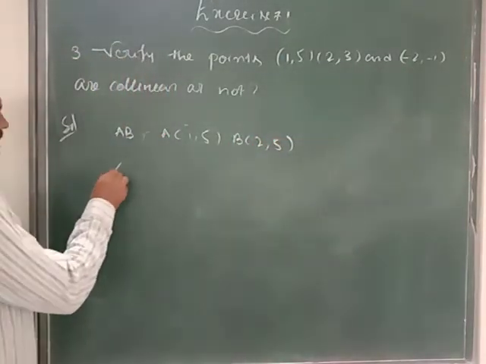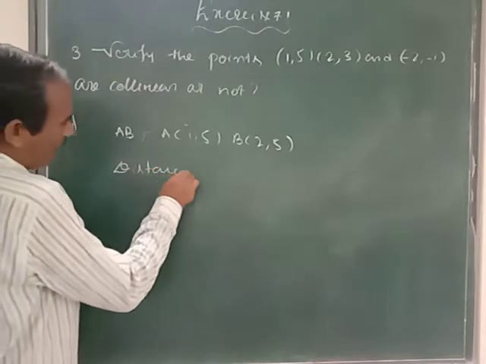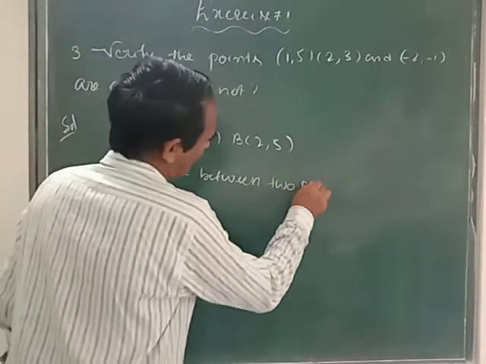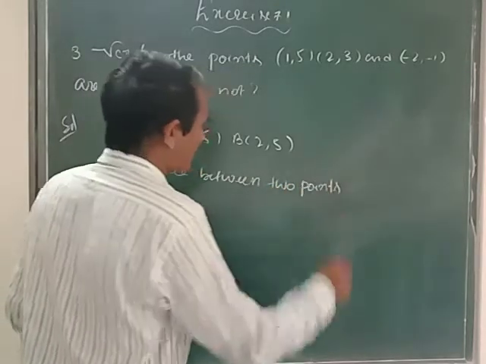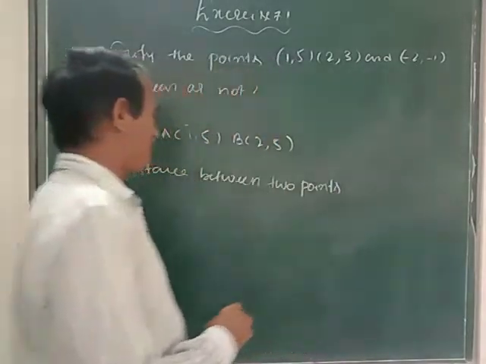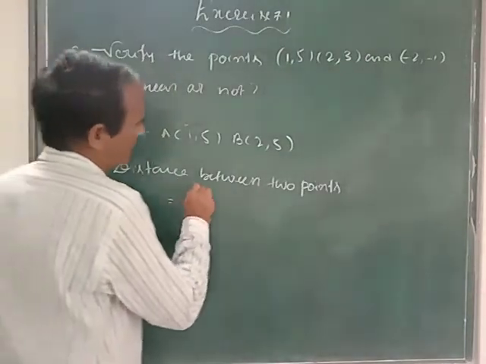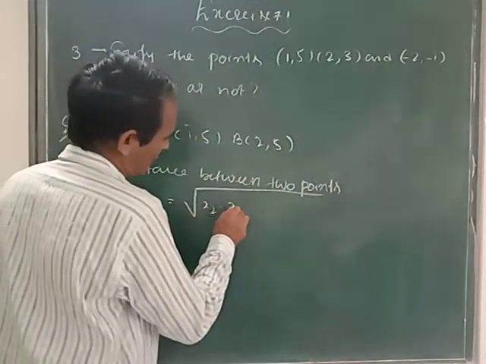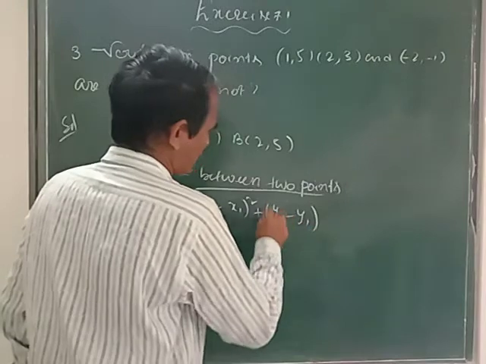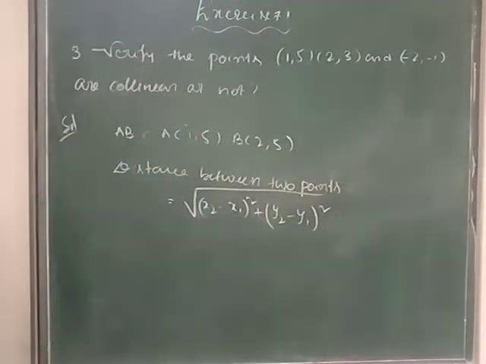Don't forget the distance between two points. The distance between 2 points formula: I have told you the formula. What is the formula? That is root over (x2 minus x1) whole square plus (y2 minus y1) whole square. Already I said that we use this formula more than 50 times.